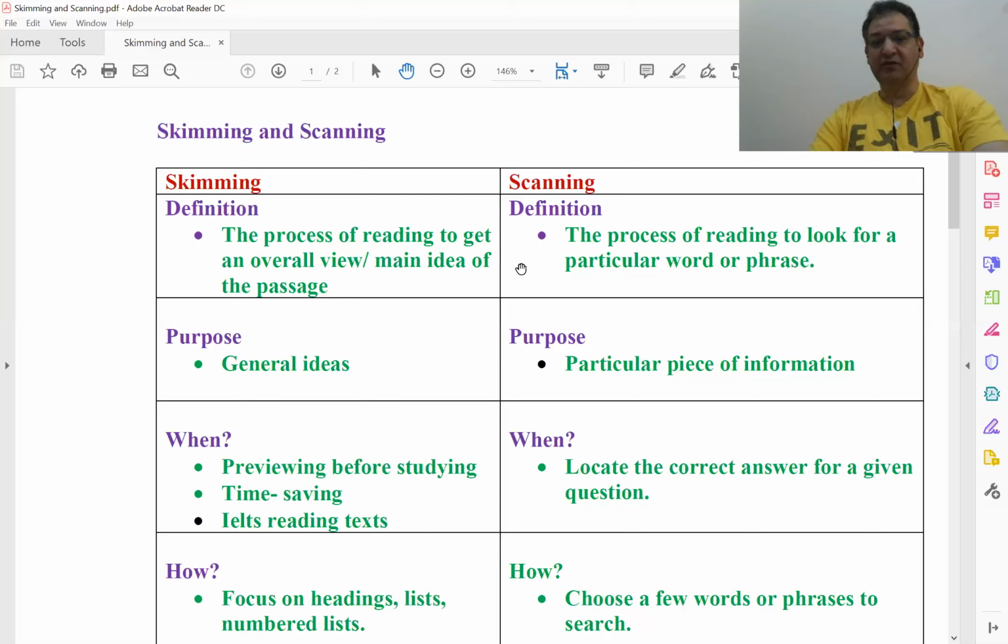So before you start skimming or scanning, you have to specify what your purpose of reading is. If your purpose of reading is general ideas, main ideas, and an overall view, then you are seeking skimming. But if your main purpose of reading is to get specific information or a particular piece of information, now you are going to use the technique of scanning. Skimming and scanning are two major techniques to speed your reading.